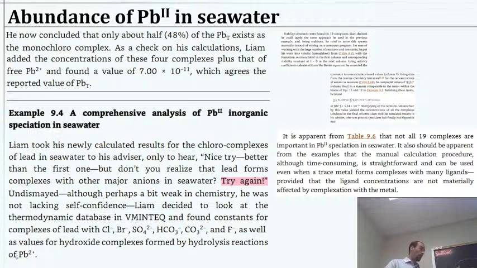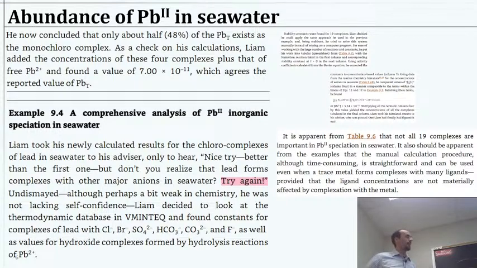Okay, so he went there, found constants, and found that there were complexes with not only Cl-, but also bromide, sulfate, bicarbonate, carbonate, and fluoride. Okay, so now he's got a lot to deal with. So clearly it makes a lot of sense to then use a program. So the book continues to describe some of that process.